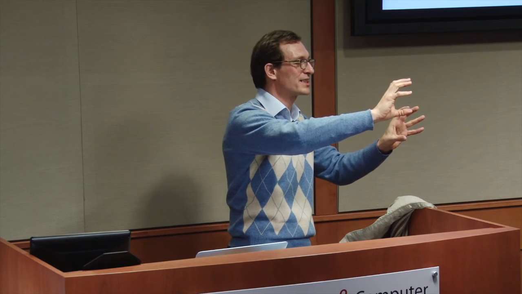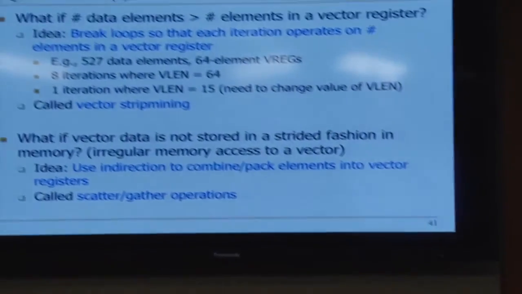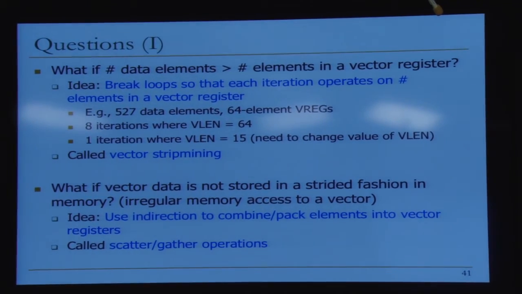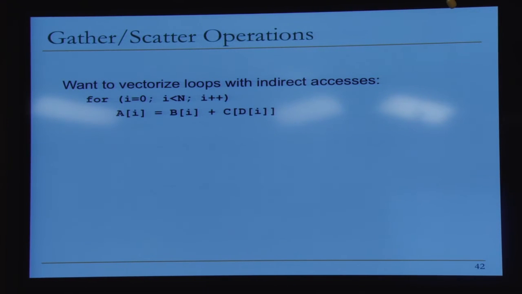Indirection and locality are two very good principles. Use a level of indirection to combine or pack elements into vector registers. They're stored in very different locations, but pack them into a single vector register, operate on them just like a vector, and after you're done with them, spread them back into their locations in memory. In other words, gather the values from wherever they are in memory, put them into a vector register, operate on them as if they were a vector, and then once you're done, scatter the values back to wherever they should be in memory. These are called scatter and gather operations, and good systems should really have these. Otherwise, it's very difficult to do some operations like what I'll show you. For example, this.